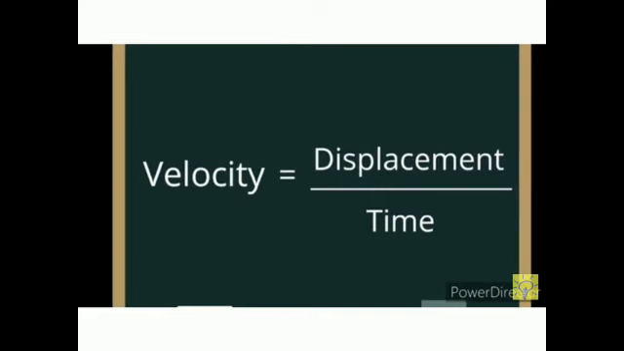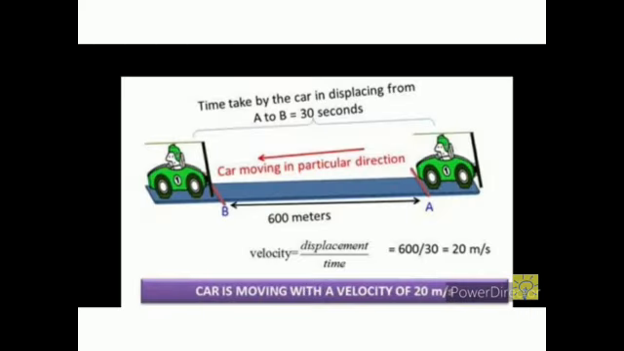Velocity formula: velocity is equal to displacement divided by time. We have studied displacement, that it is a vector quantity. Due to the displacement factor in velocity, we can say that velocity is also a vector quantity.